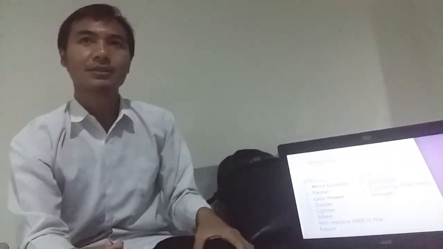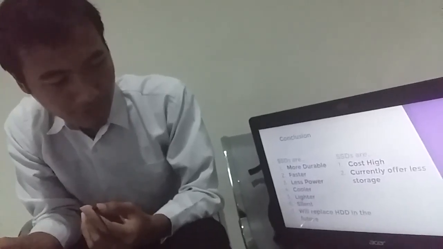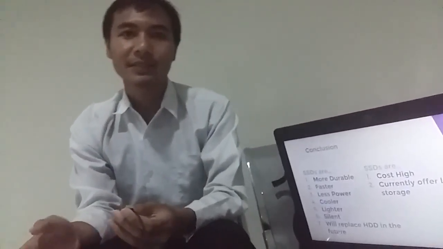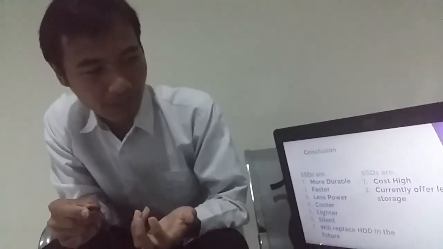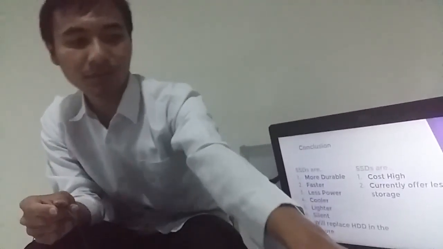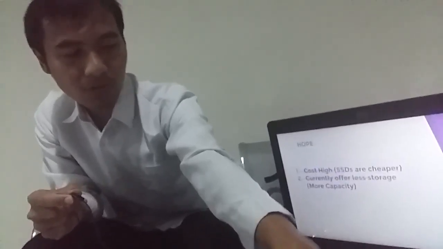And this is the conclusion. Solid state drives are more durable, faster, use less power, cooler, lighter, silent, and will replace hard disk drive in the future. But they cost high and currently offer less storage. So what is our hope? The hope is solid state drives are cheaper, and solid state drives offer more capacity in the future.